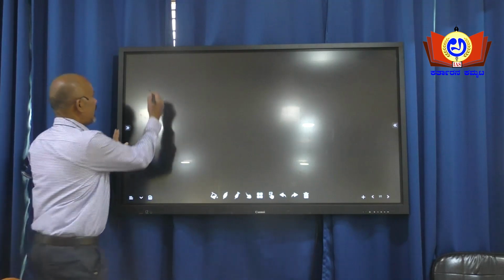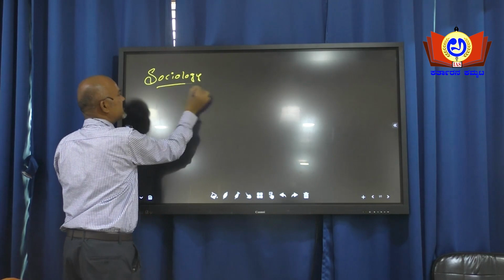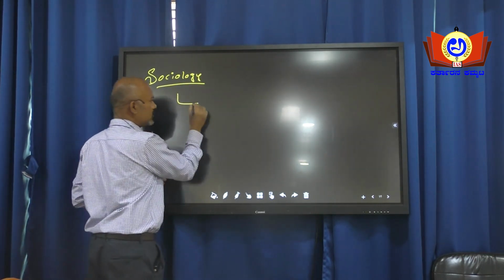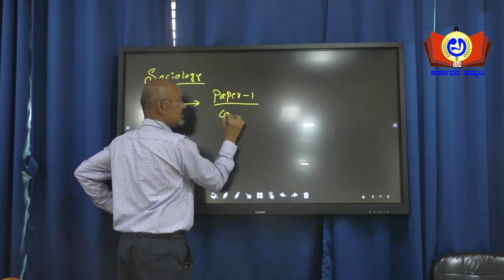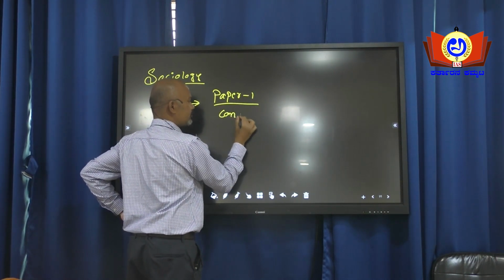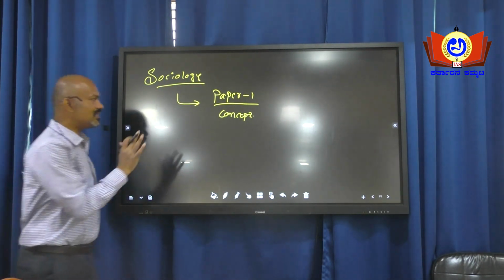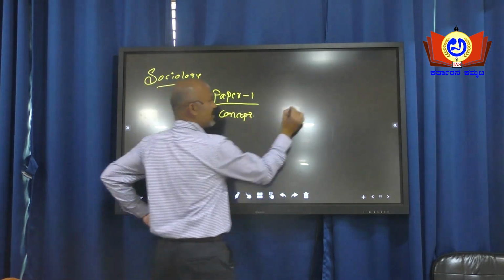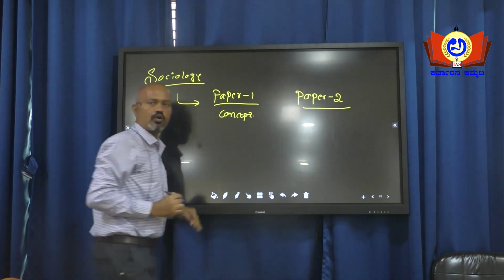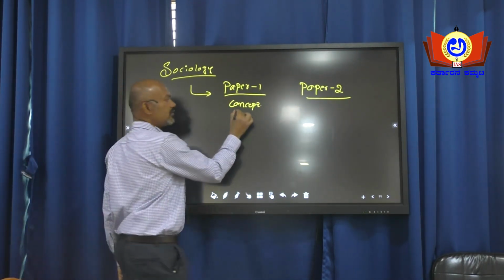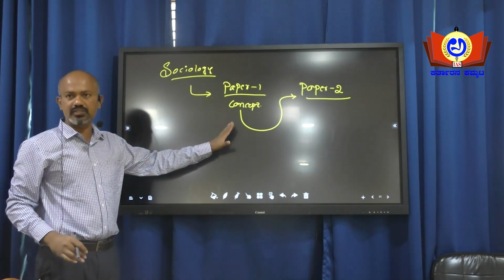So in UPSC, as we have many optionals, likewise in sociology optional also, generally in paper 1 they will cover something like concepts. The concepts will be covered in paper 1, and these concepts will be applied to the Indian context in paper 2. Okay, this is the general style of optionals in UPSC.